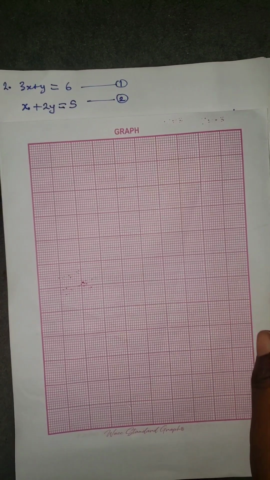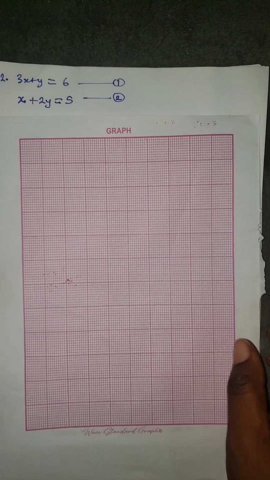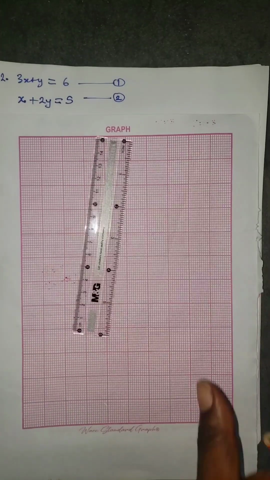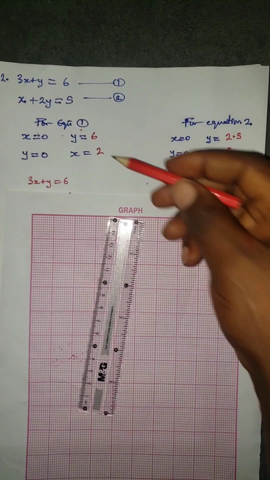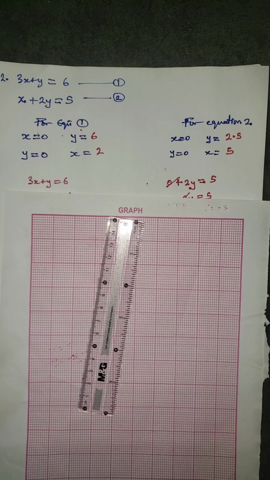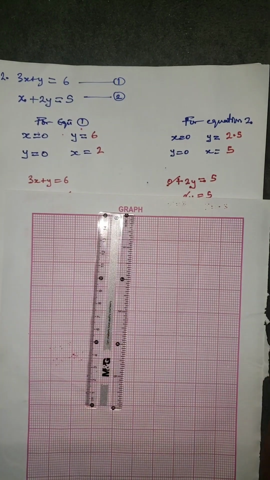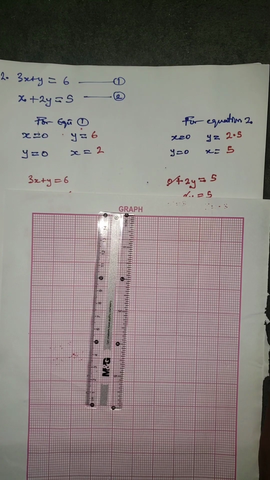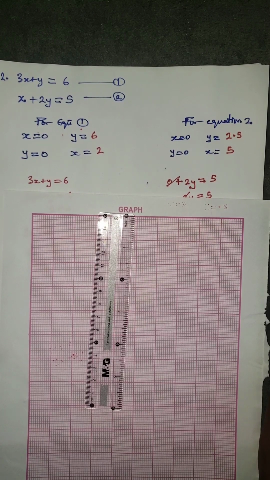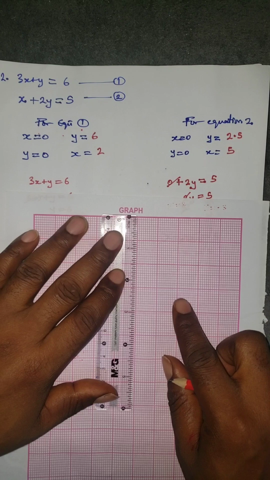Okay, so this is my graph. So let's rule the lines. We don't have huge numbers, and like I said in the previous example, we don't know where it's going to meet. So we just plot and hope that it will meet very close within our graph. So we draw our line.